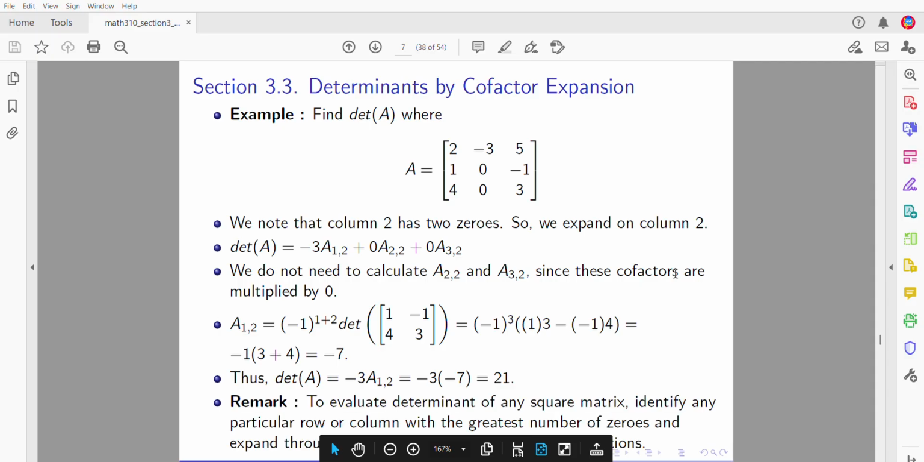Remark, to evaluate determinant of any square matrix, identify any particular row or column with the greatest number of zeros and expand through that row or column for ease of calculations. Okay? So you can use any row or column as long as you keep track of the indices. Okay?